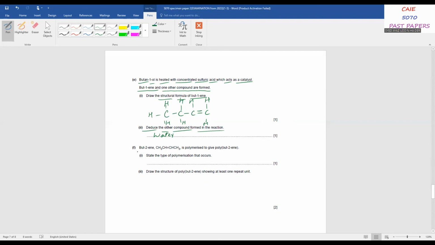But-2-ene, CH₃CH=CHCH₃, is polymerized to give poly(but-2-ene). State the type of polymerization that occurs. Addition, very easy. Draw the structure of poly(but-2-ene) showing at least one repeat unit. They are asking about showing one repeat unit for the polymer. We know that in polymers there won't be any double bonds, it's an addition reaction. So this will be the polymer, one unit for the polymer.